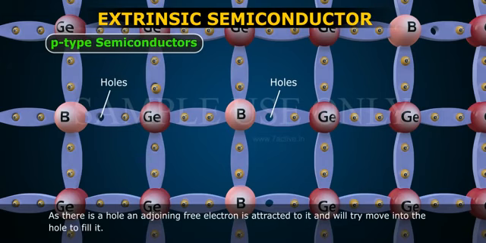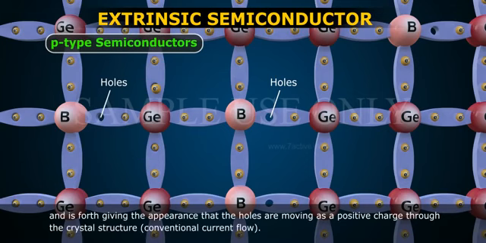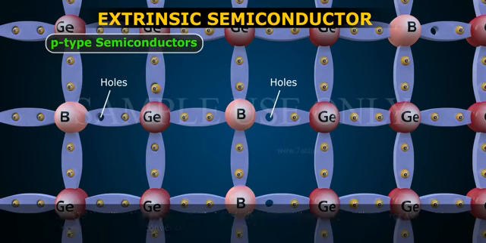As there is a hole, an adjoining free electron is attracted to it and will move into the hole to fill it. However, the electron filling the hole leaves another hole behind, and so on and so forth, giving the appearance that the holes are moving as a positive charge through the crystal structure, as conventional current flow.